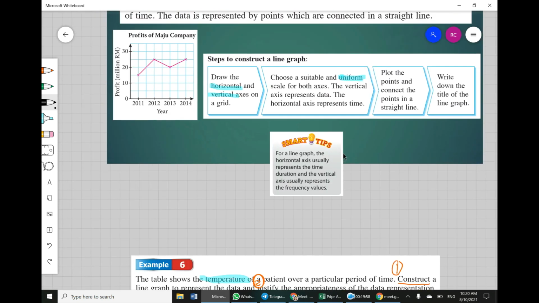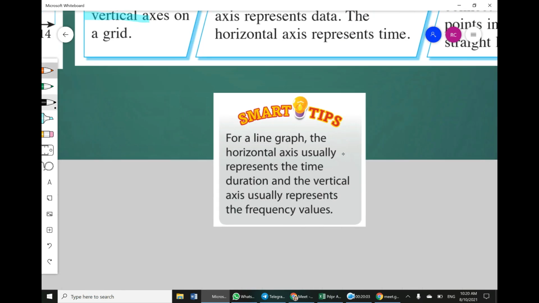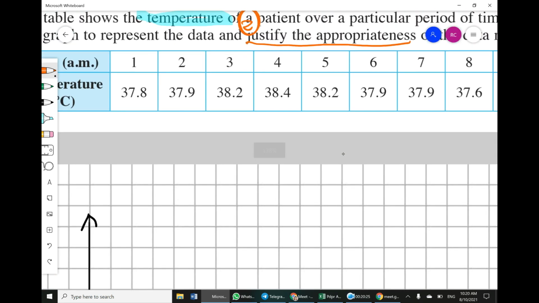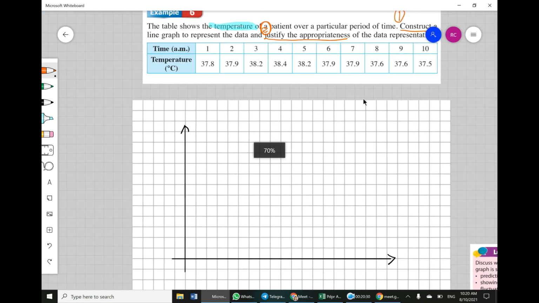This part. So you bear in mind now, I have to enlarge this part. For a line graph, the horizontal axis usually represents the time. So when you are given a table, you look for the time first. Which one is the time? And then you represent it using the horizontal axis. And then the vertical axis usually represents the frequency value. So now we go back to our question just now. Time and temperature. So which one should I choose for the horizontal axis right here?